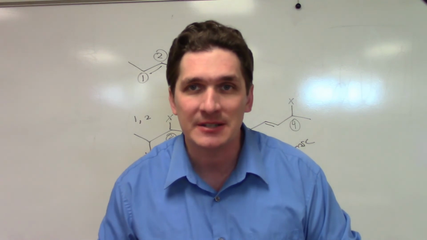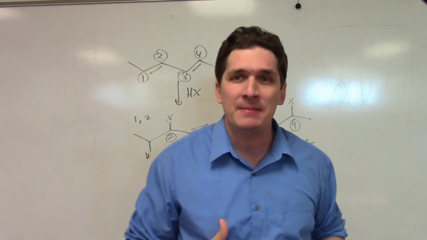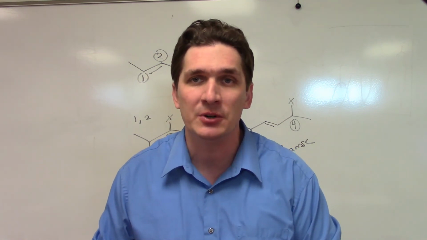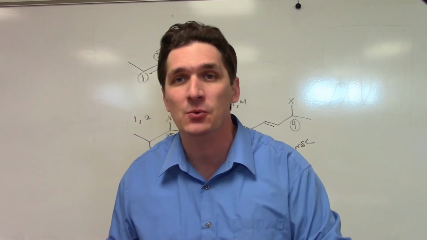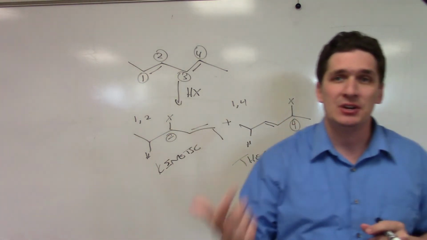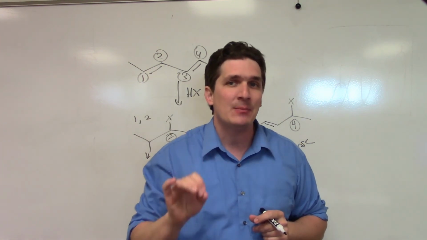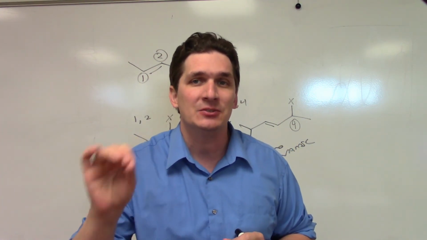So what we're going to talk about in the next few videos is actually breaking down the mechanism between this 1,2 and 1,4 addition, and why we get 1,2 versus 1,4, and why the X always has to be added to the 2 or 4 position. And we're going to start easy. We're going to start with a symmetric diene, and then we're going to start seeing how this gets a lot more complicated when you get to asymmetric dienes.